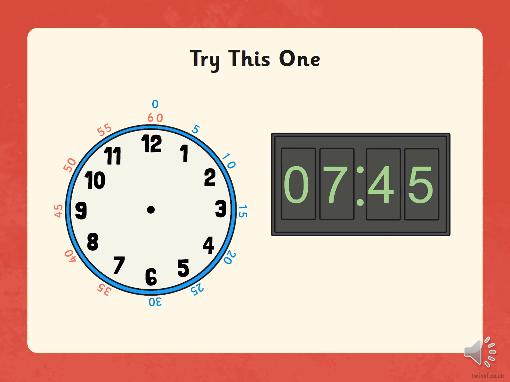Let's try this one. 7:45. So first we need to do the hour hand, and then we need to count in fives. 0, 5, 10, 15, 20, 25, 30, 35, 40, 45. Stop! So now our analog clock says 7:45, just like our digital clock. Well done, KG2.